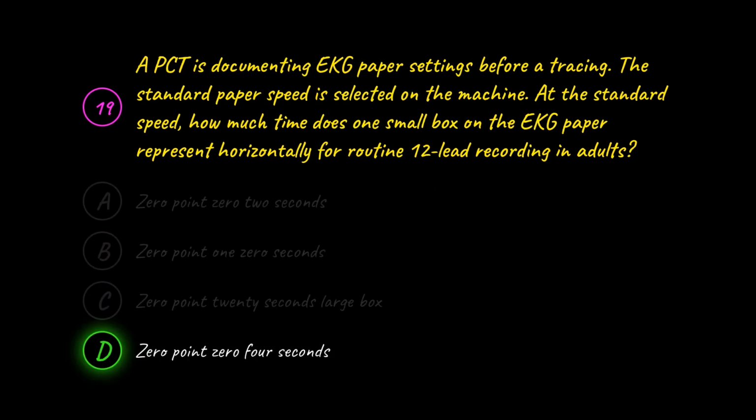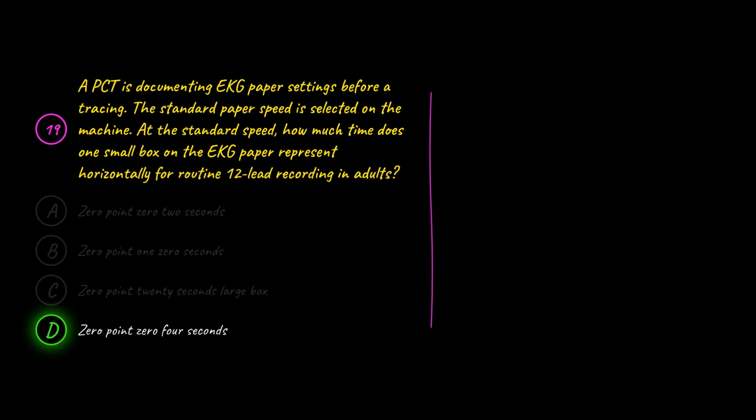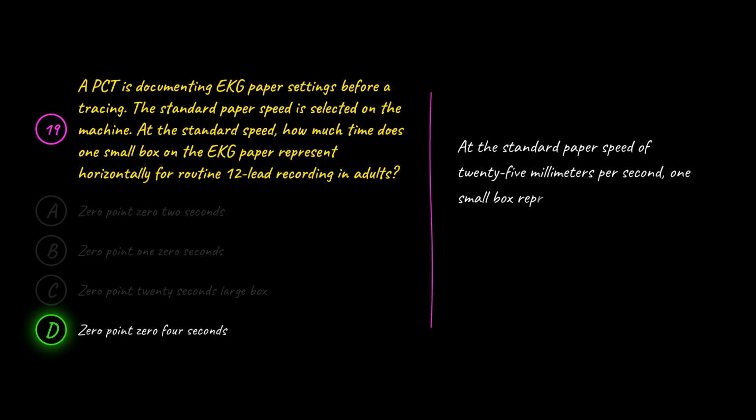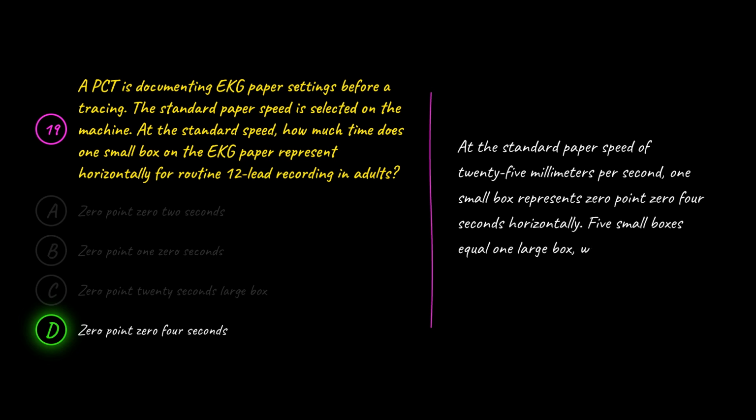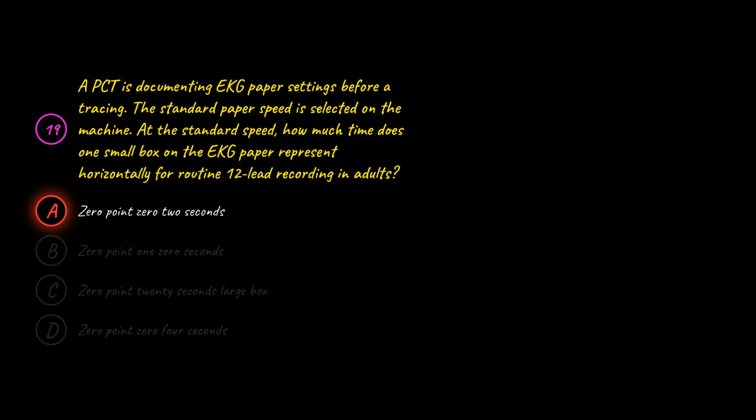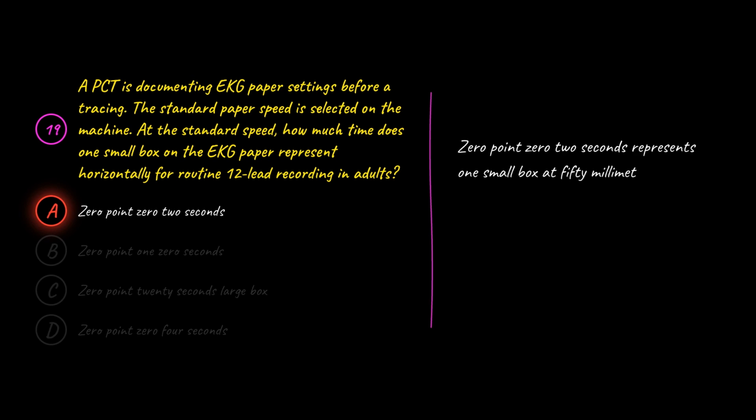The correct answer is D, 0.04 seconds. D is correct because at the standard paper speed of 25 millimeters per second, one small box represents 0.04 seconds horizontally. 5 small boxes equal one large box, which represents 0.20 seconds. A is wrong because 0.02 seconds represents one small box at 50 millimeters per second, the fast speed used for some pediatric or fast rhythm recordings.